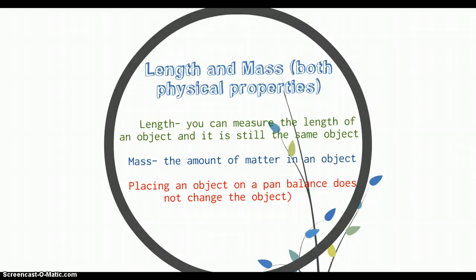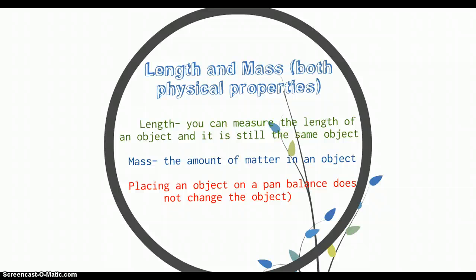So these are going to be a little bit of review. Length and mass, both physical properties. You can measure the length of an object. It's still the same object. Mass, which we've talked about already, and these are the things I said you guys should know already. Mass is the amount of matter in an object. And placing an object on a pan balance does not change the object.